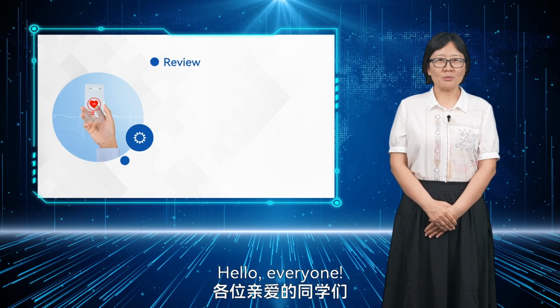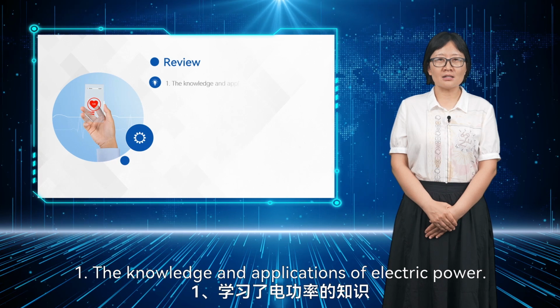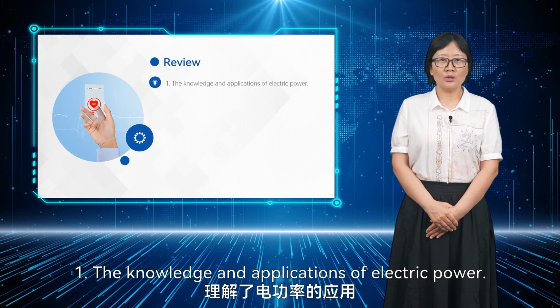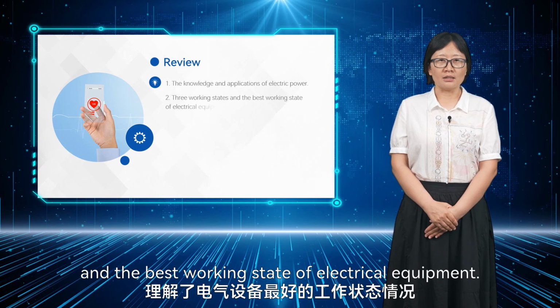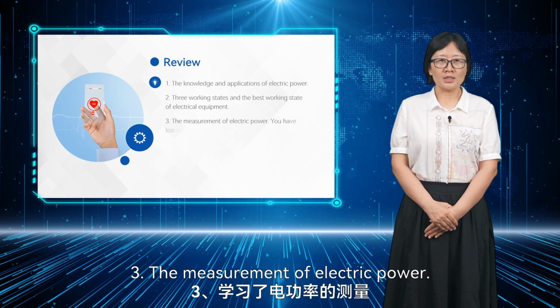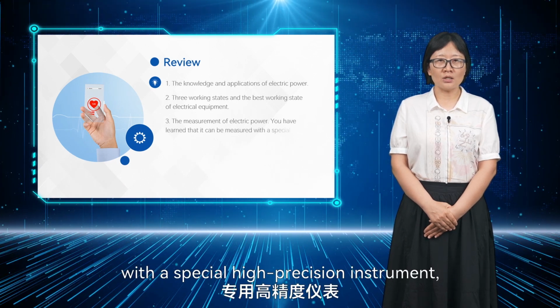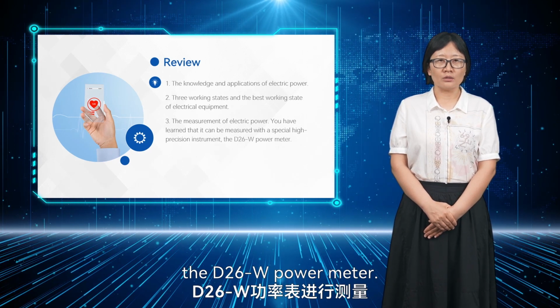Hello, everyone. In the previous lesson, we learned: 1. The knowledge and the application of electric power. 2. Three working states and the best working state of electrical equipment. 3. The measurement of electric power. You have learned that it can be measured with a special high-precision instrument, the D26W power meter.